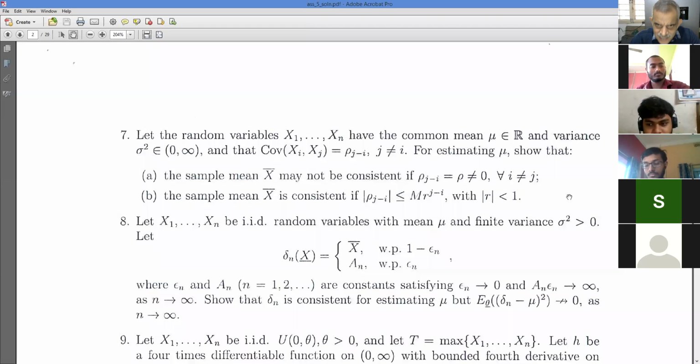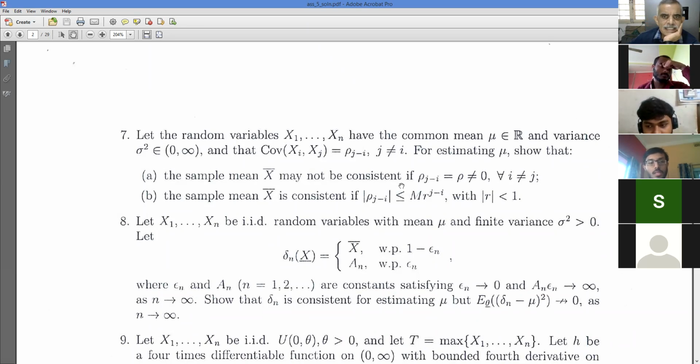What about the 7th one? The first part is done, sir. Okay. X bar may not be consistent. How do you prove that? Sir, I wrote the multivariate distribution. Then I calculated the distribution of X bar. Then I showed that it does not converge in probability to 0.